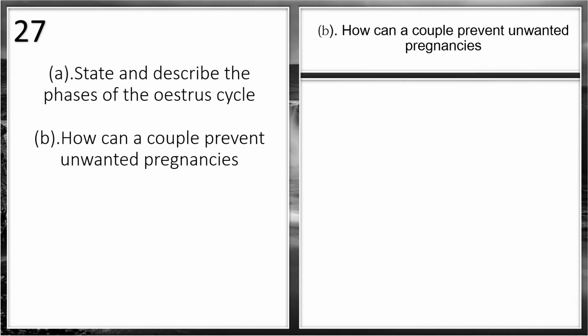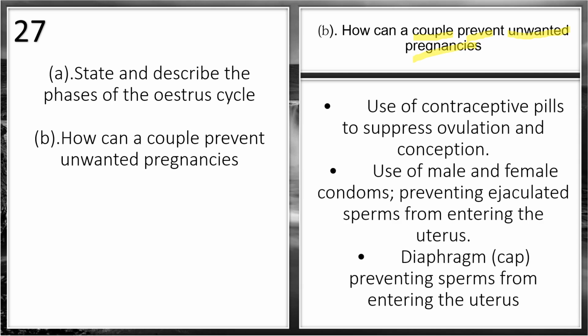Part B. How can a couple prevent unwanted pregnancies? Use of contraceptive pills to suppress ovulation and conception. The use of male and female condoms, preventing ejaculated sperms from entering the uterus. Diaphragm or cap, which prevents the sperm from entering the uterus.